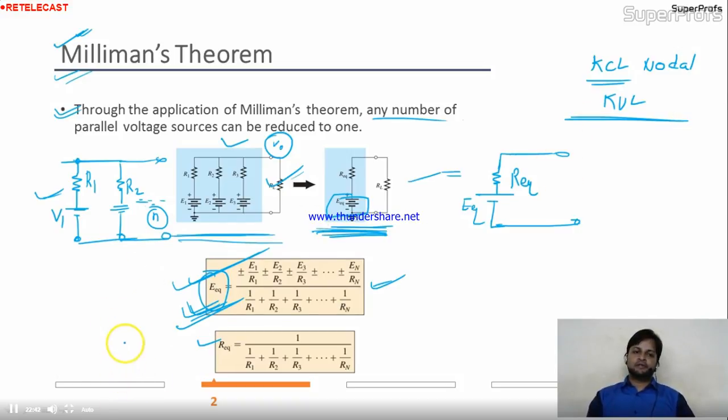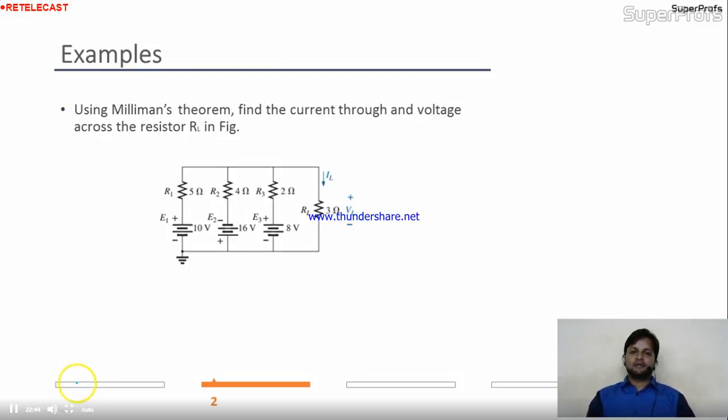So this is all about Millman's theorem. Now I'm not going to do this circuit because the direct formula is given, and this is not the important part of the circuit theorems, so I'm leaving it for you. This is homework for you. Do it once, you'll get the idea about Millman's theorem, what it's saying.